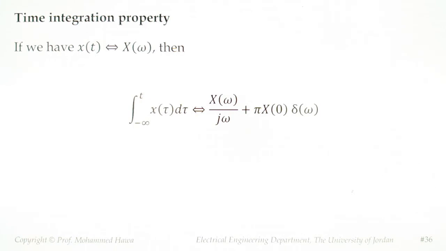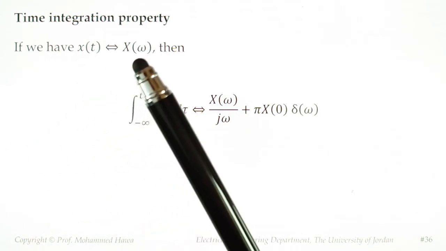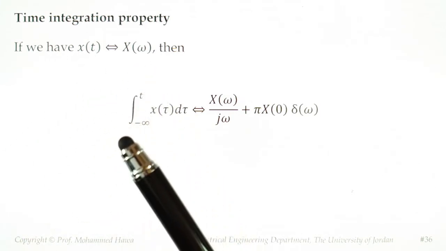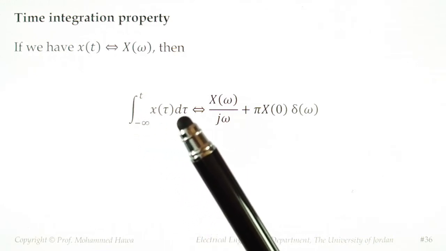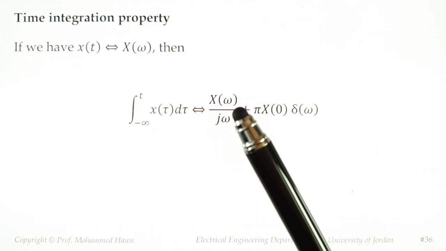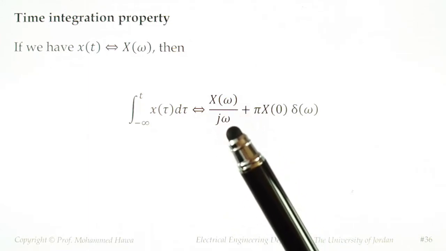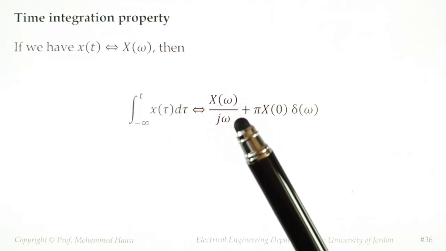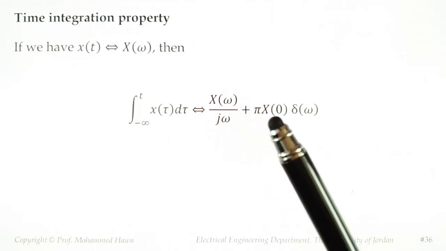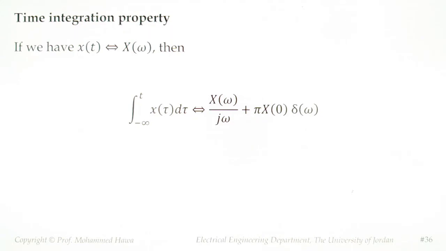For integration, if we have x of t with Fourier transform X of omega, then the integral from minus infinity to t of x of tau d tau is equal to X of omega again, but this time divided by j omega, not multiplied by j omega. There is an extra term, plus pi X of 0 delta of omega, which is an impulse around 0.